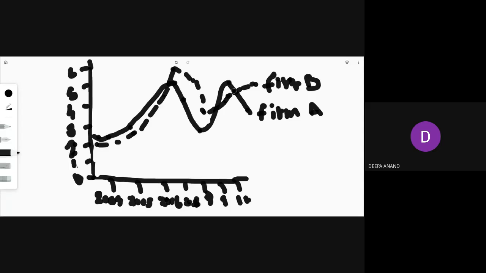It's not in our syllabus, but normally a question can be asked: in which year firm B crosses the production of firm A, and in which year it becomes almost the same. So like that the question can also be asked.